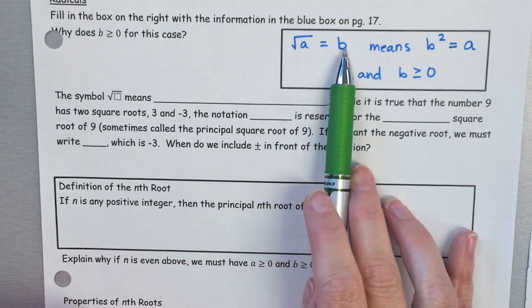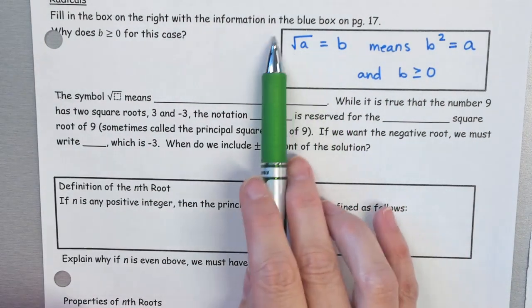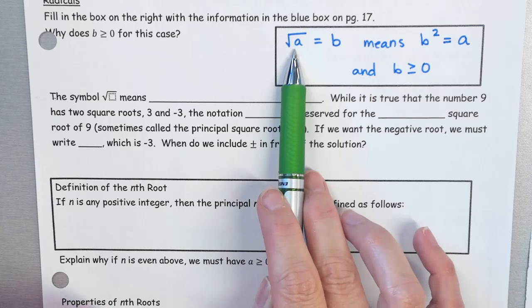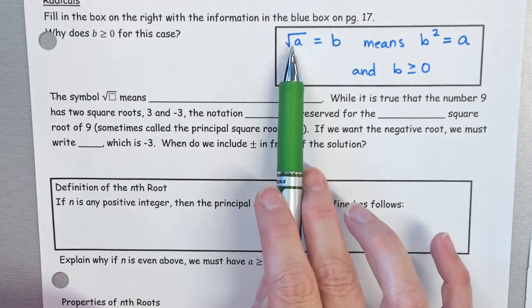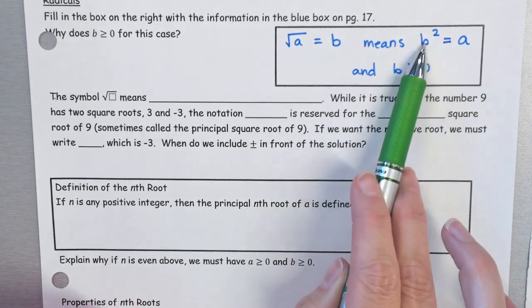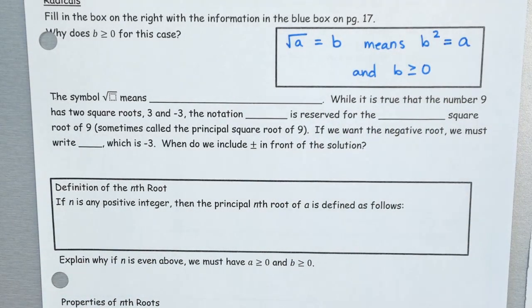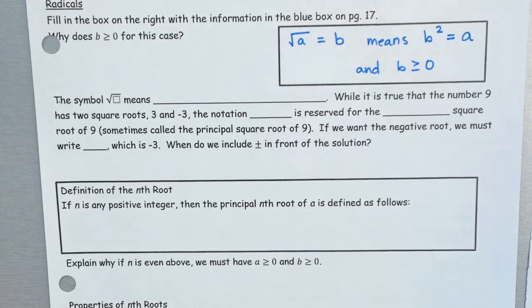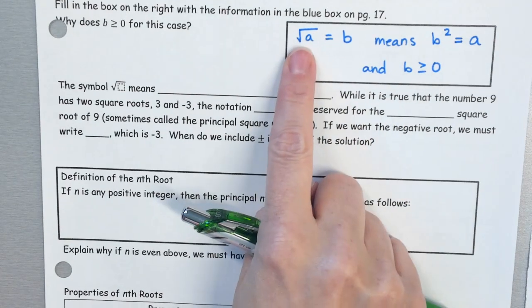What would you do to both sides if you wanted to undo this radical? Yeah, you would square both sides. So if you squared this side, it would undo the square root. And if you squared b, you'd have b squared. Okay, now they say that b has to be greater than or equal to 0, and that's because of this.